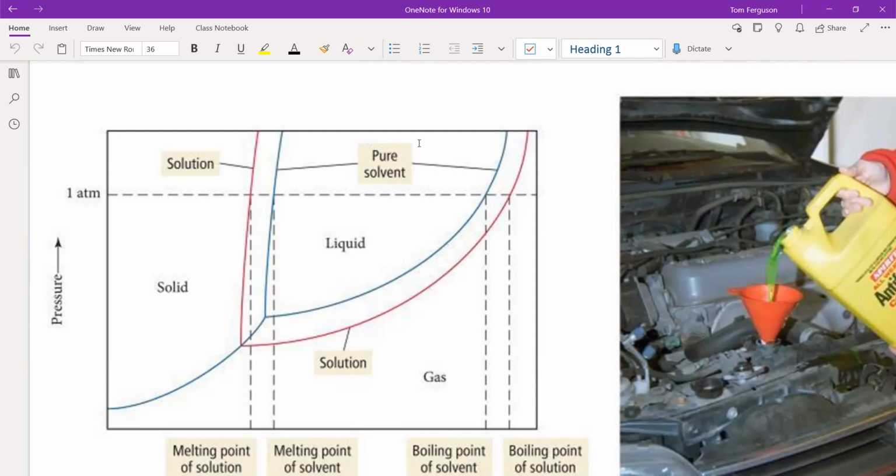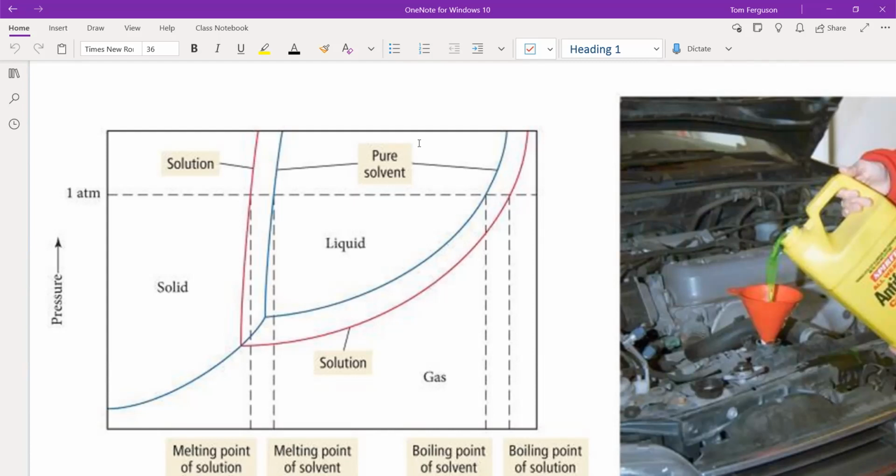But anyway, if the melting point is this, when we add particles, it's lowered. If the boiling point of the solvent is this, and we add particles, and when I say particles, I'm talking about solute, it'll be raised. And the units we're going to be using are molality, not molarity. I'm going to talk about molality in more detail in a second.